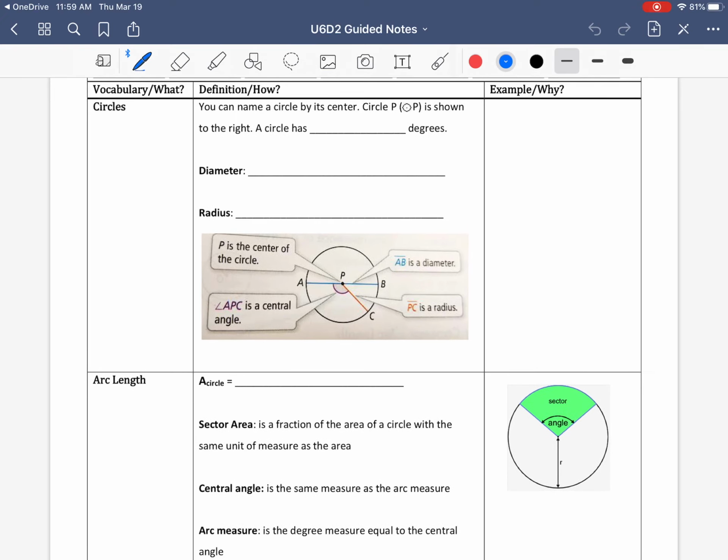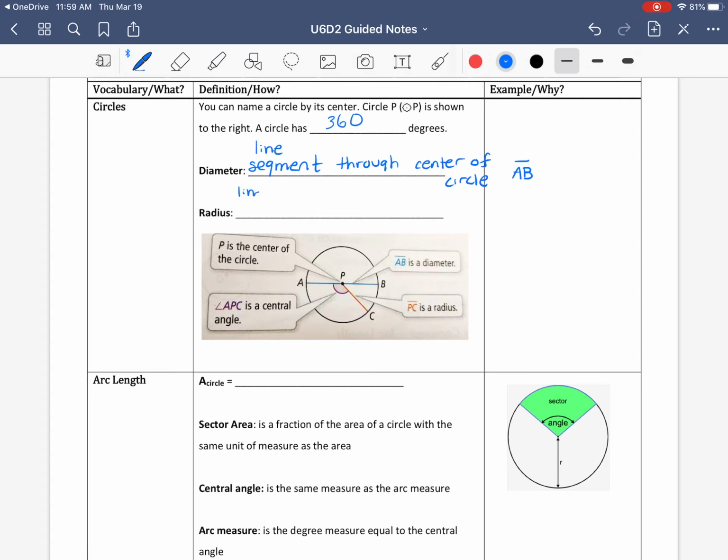Now, just like last time, we're going to review circles one more time. All circles have 360 degrees. We know that the diameter is a line segment that goes through the center of the circle. So in this image below, line segment AB would be the diameter.